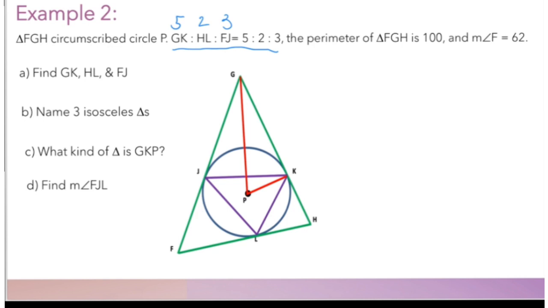Now, if you remember your lessons with ratios and we have values like this, we know that it's not the actual measurement. Instead, it's the ratio of the measurements. Hence, we can say that this is 5x, 2x, and 3x. So if you put that here, GK is 5x, GK is from here to here, not the entire thing, by the way. 2x for HL, 3x for FJ. So that ratio is not enough for us to identify their measurements, even with the help of the perimeter, because we need to apply first corollary number 1 here.